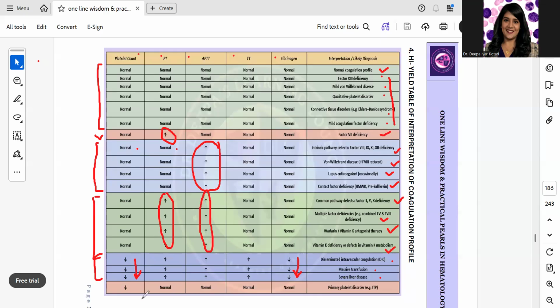and TT. If you look at the last row, here you are seeing that only the platelet count is reduced while everything else is normal. So this is a primary platelet disorder like ITP. In that condition, you will be able to see this type of coagulation picture. So this is a high yield picture, very, very important for your understanding of the coagulation pathway, and this is a very, very quick revision for your exams.